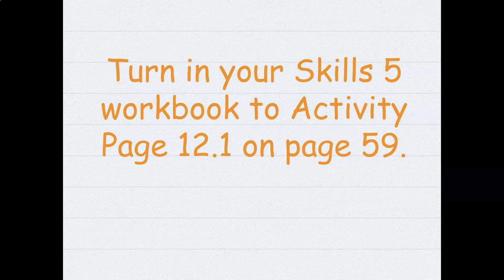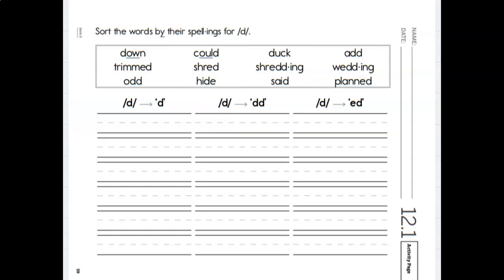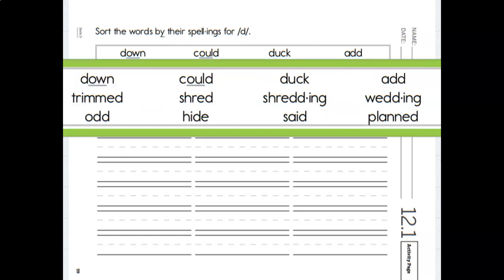Turn in your Skills 5 workbook to activity page 12.1 on page 59. The words in the box contain the sound D, spelled D, DD, or ED. Let's read the words together and underline the spellings for the D sound. The first word is down, down. The D sound is spelt with a D.